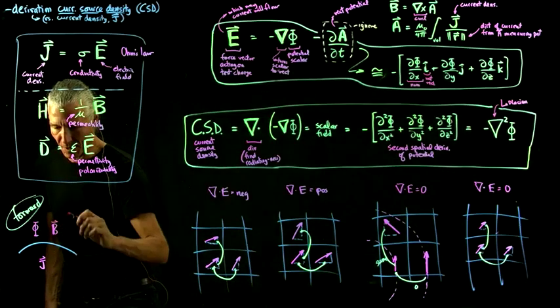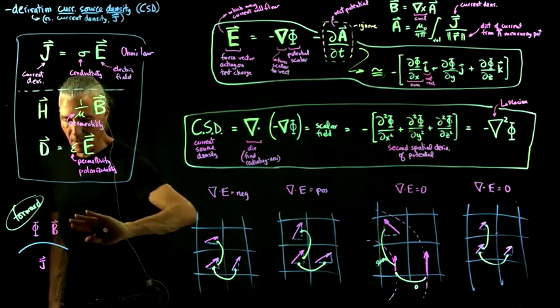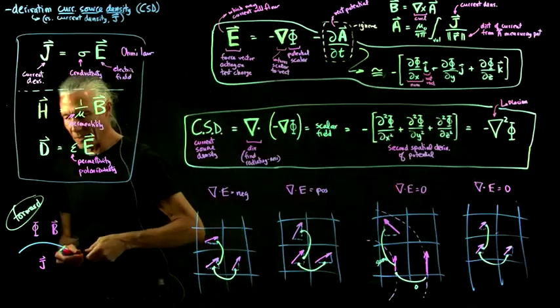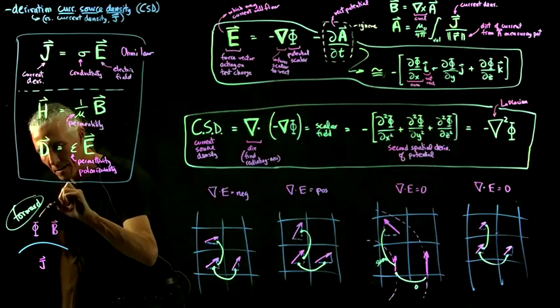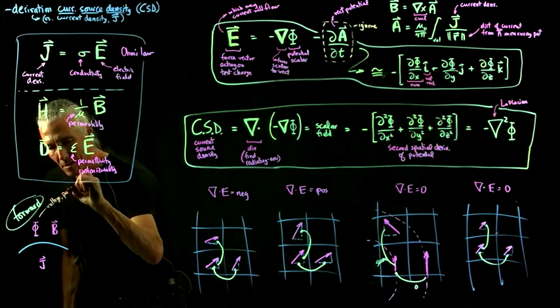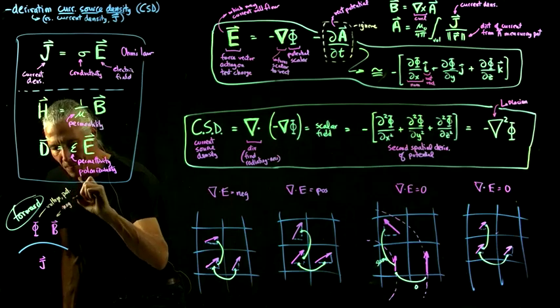So the magnetic field is a vector. The current is a vector. The potential is, so this is voltage, potential, and this guy is magnetic field.